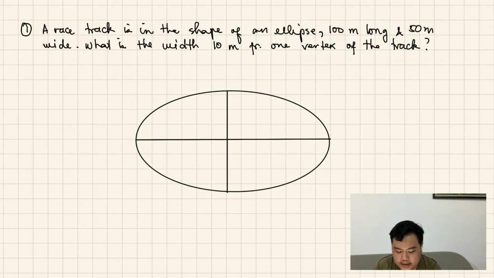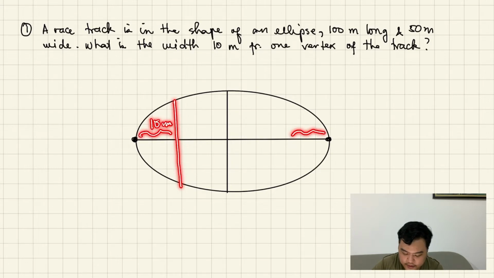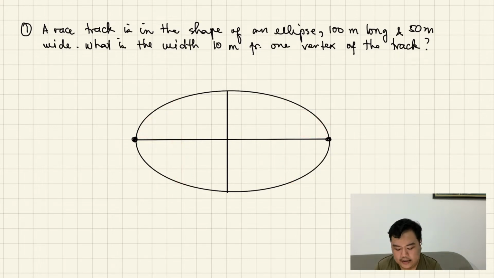So, what is the width 10 meters from one vertex of the track? Ito yung vertices, diba? Ito, tsaka ito. Symmetric naman siya, kaya ang gagawin natin, hahanapin na lang natin yung length nito, 10 meters from one vertex. Basically yung dalawa yung pinapahanap, pero same lang naman ng sukat yon. So ang una nating gagawin is we will find the equation of the ellipse. Tapos substitute na lang later.